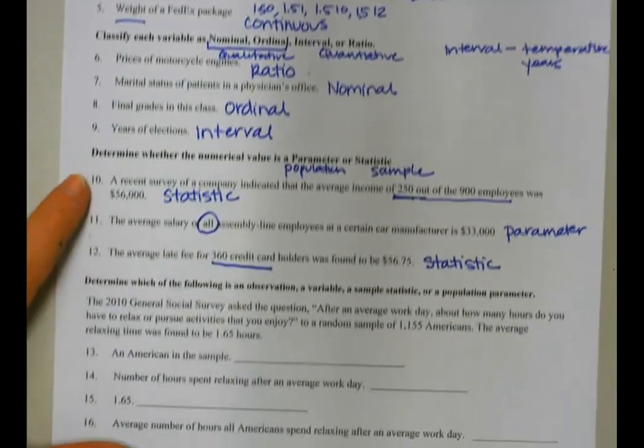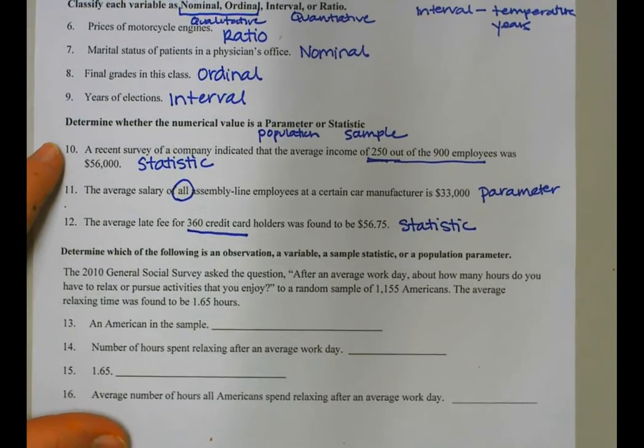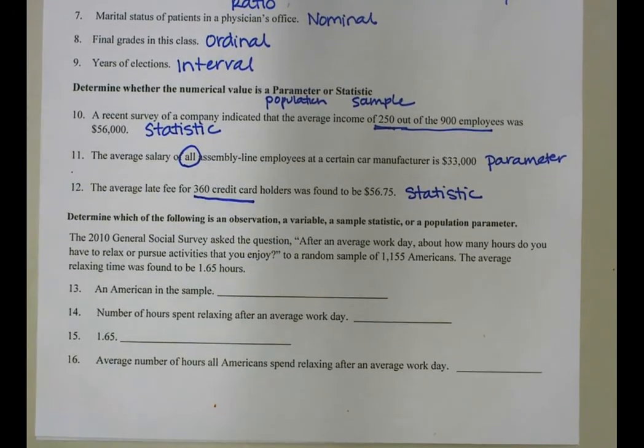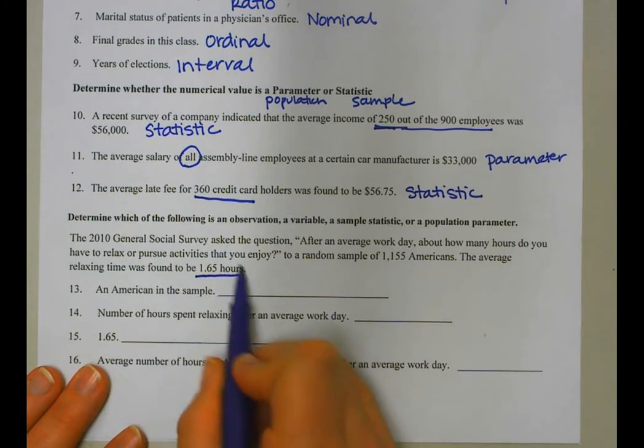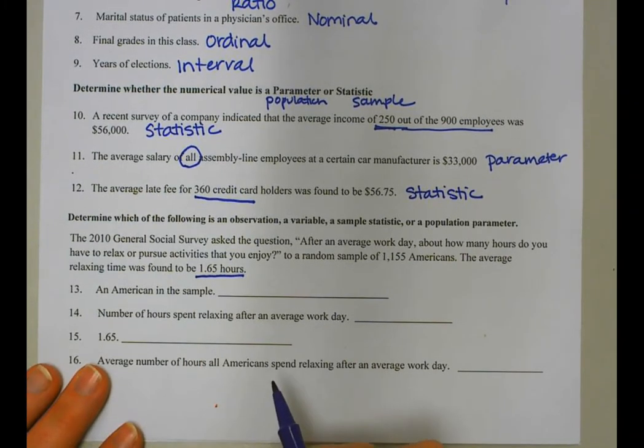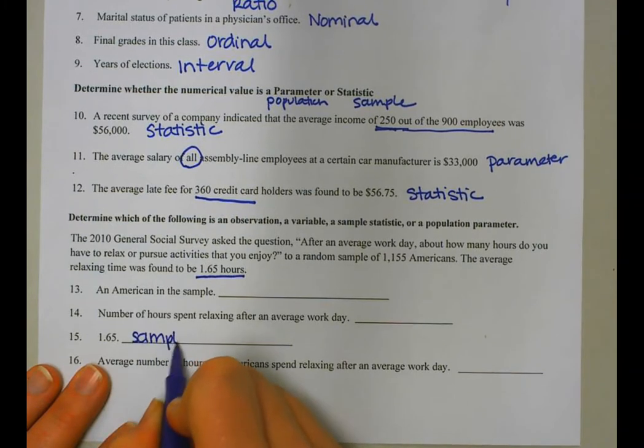All right, so if we look at the bottom section, determine which of the following is an observation, a variable, a sample statistic, or a population parameter. So a 2010 General Social Survey asked the question, after an average work day, how many hours do you have to relax or pursue activities that you enjoy? To a random sample of 1,155 Americans, the average relaxing time was found to be 1.65 hours. So, right, this amount here was only a sample. So we know that this value here is our sample statistic. This is the value that we got from our small sample.